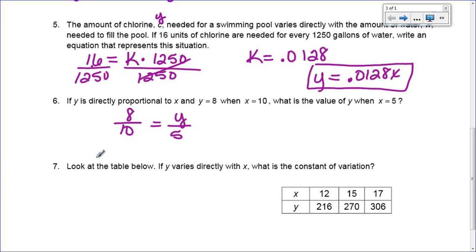I can just cross multiply. 8 times 5 is 40. 10 times y is 10y. And when I divide both sides by 10, I get that y equals 4. Just set up a proportion and solve. They give you 3 pieces to the puzzle. Yay. Number 7, you've done this.